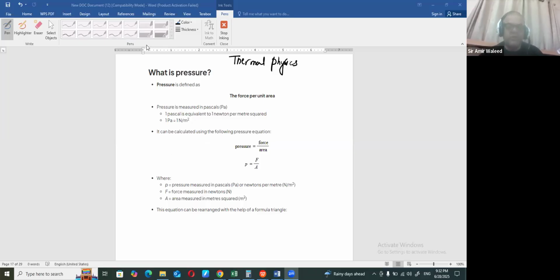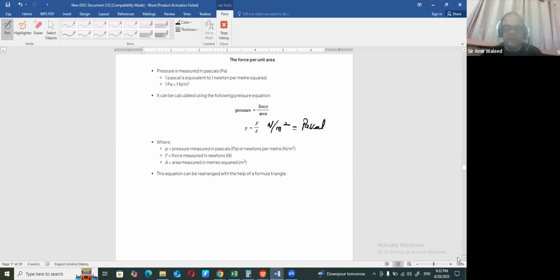Now, what will be the unit for that? The unit is newtons per meter square, right? And it has another unit as well. We call it pascals. So newton per meter square is called pascal as well. This is a general formula for pressure. You can use it in solids, liquids, gases. Mostly it is used in solid cases, because for liquids there is a slightly different formula, and we will come to that.